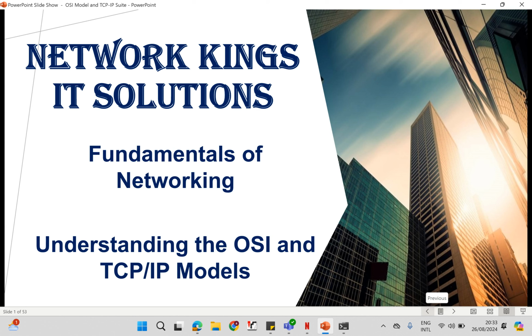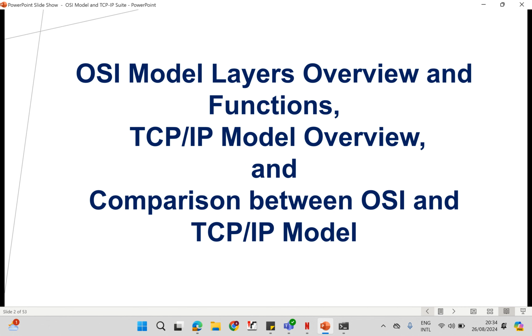So I'm not going to be encompassing the whole module together. So we're going to treat the OSI model tonight, and tomorrow, within 30 to 45 minutes as well, we're going to look at the TCP/IP model. So what is the OSI model? Tonight we're going to look at the OSI model layers, the overview, and the functions.